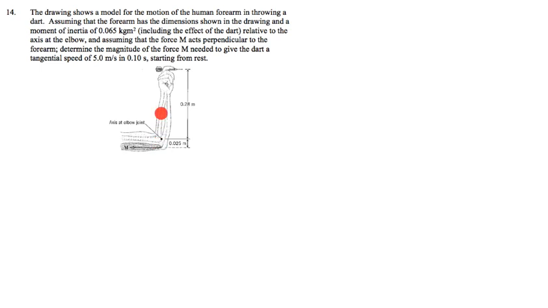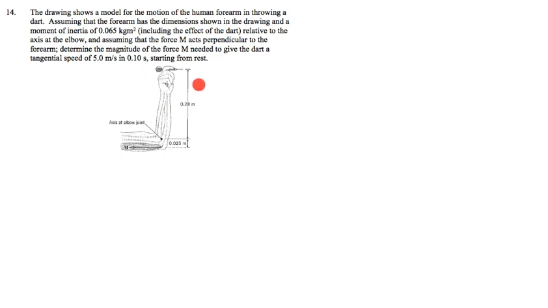So if you look at this picture, the only force acting on this is the muscle. There's no other force up here. Yes, you are applying a force to the dart, but there's no other force on the arm. So this is the only force that's going to cause this arm to rotate forward.